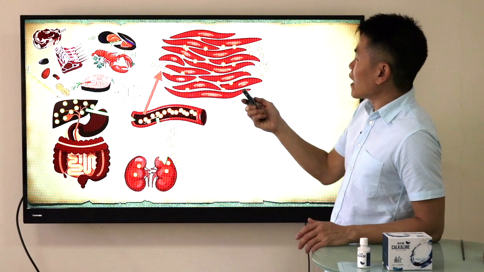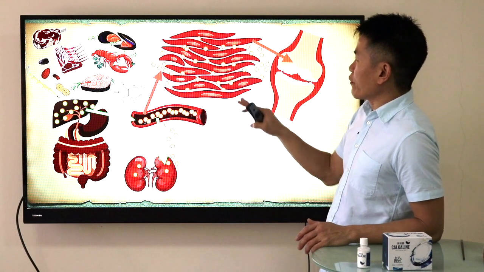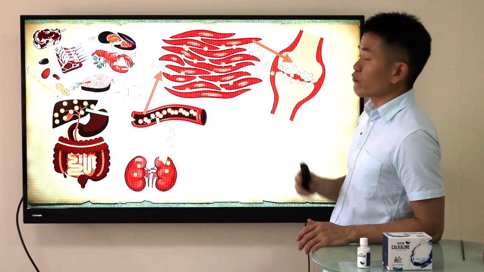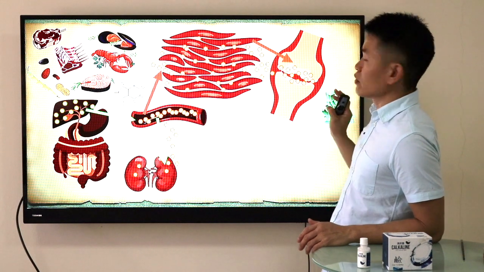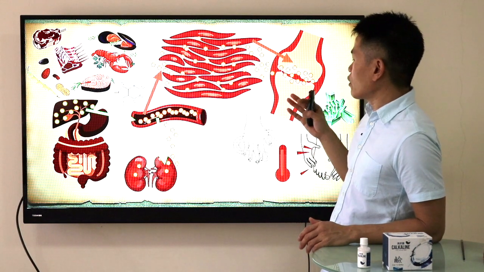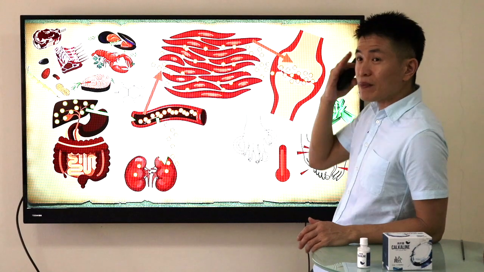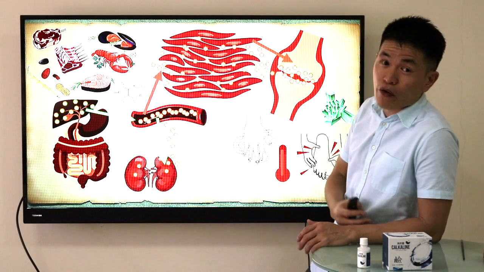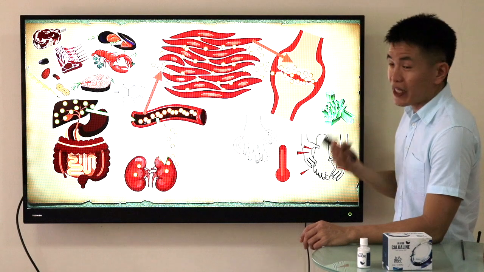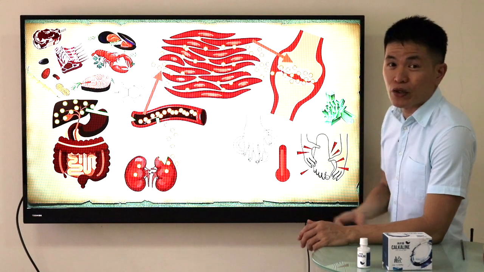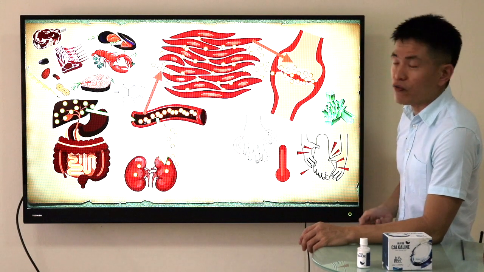So over time, this accumulated uric acid will go to the joint and cause the formation of urate crystal. Your body perceives this crystal as a foreign substance. That's why it launches an attack, and that results in your gout attack. So this is how gout is formed.